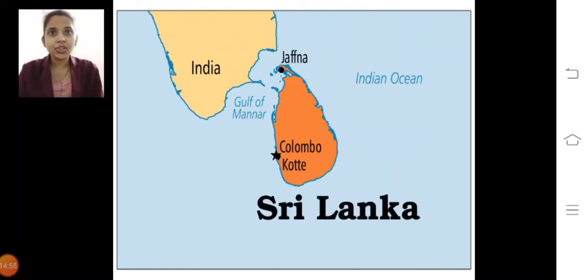So the British plantation owners took many laborers from Tamil Nadu to work in coffee plantations. In Sri Lanka, coffee is the main agricultural plantation. So the Britishers used to take workers from Tamil Nadu, from India, and they forced them to work in Sri Lanka.